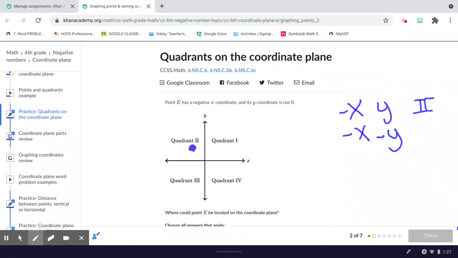The next one says negative, negative. My negative x's are to the left. My negative y's are down. So this point will be somewhere down here, which is in quadrant 3. So I know my answers will be quadrant 2 or quadrant 3.